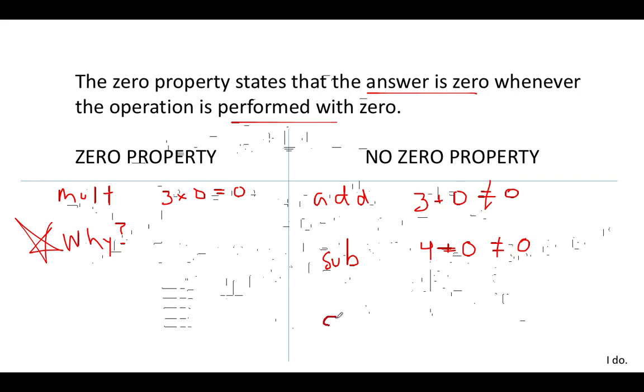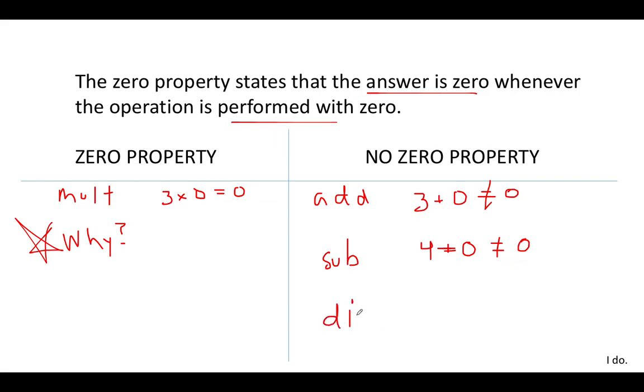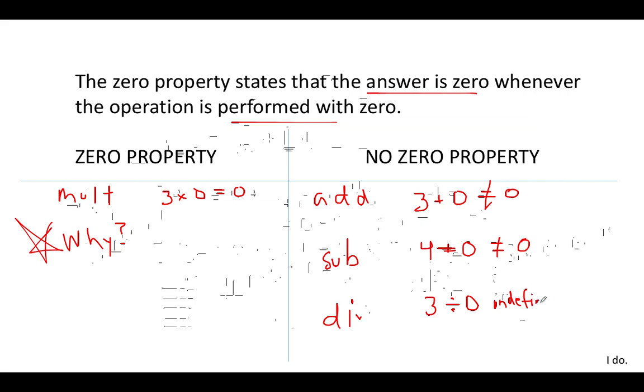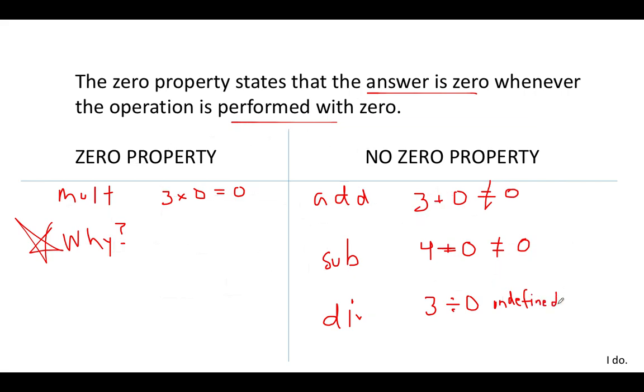Division actually doesn't do the 0 property. When I divide something by 0, it's called undefined. You can't split something by 0 groups and do the operation. So we call that undefined. That's kind of a special case. We don't need to worry about that today.